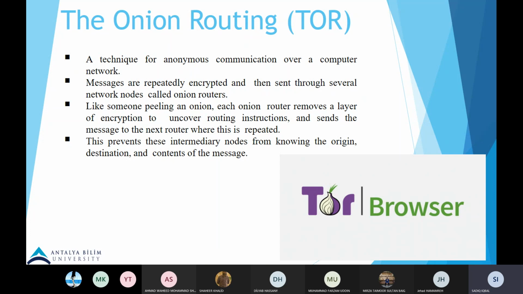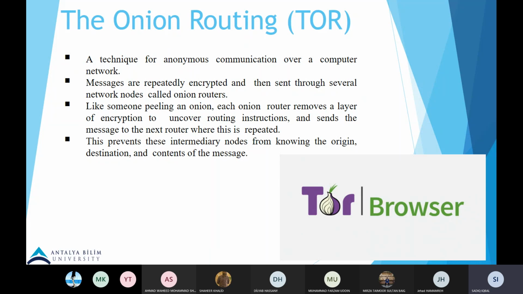So how can we protect ourselves when we are online, when we use our computer or when we use our mobiles? These two are the things that are mostly used. A technique for anonymous communication over a computer network, the onion routing, TOR, is a technique for anonymous communication over a computer network. So there are two main aspects. The communication is done anonymously and over a computer network. There are not just two computers, two nodes, the sender and the receiver. There's a whole network related to the onion routing, which we will see in the coming slides.